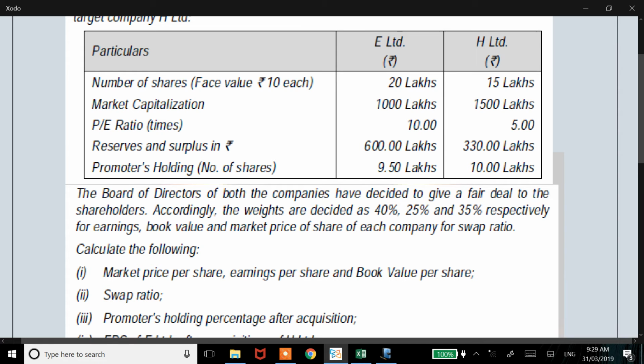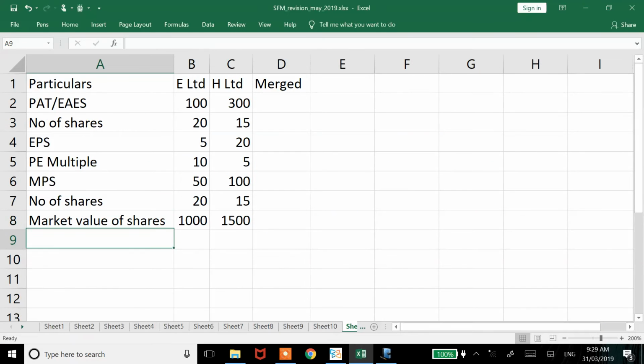Book value is share capital plus reserves and surplus divided by number of shares. If you have any fictitious assets, you will have to remove them. In effect, it's net worth. Basically, net worth of the company divided by number of shares. Next, in this format itself, book value per share.